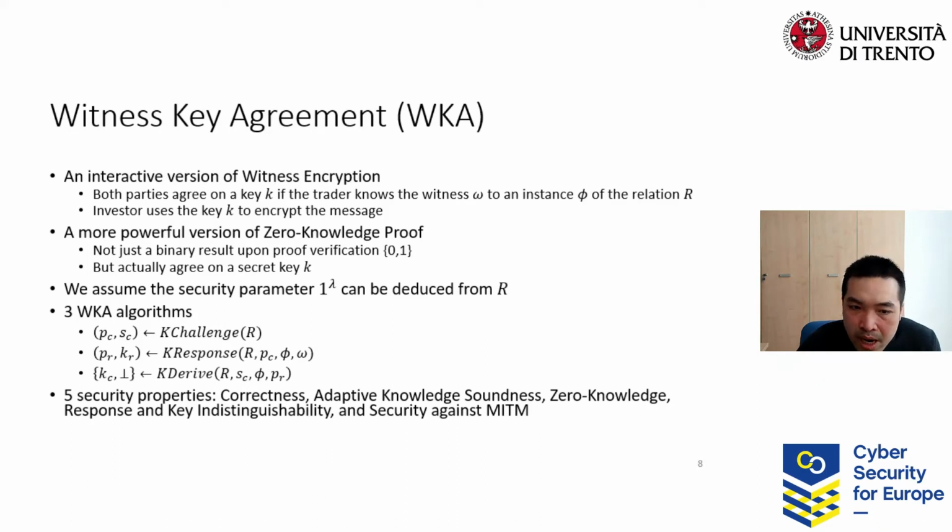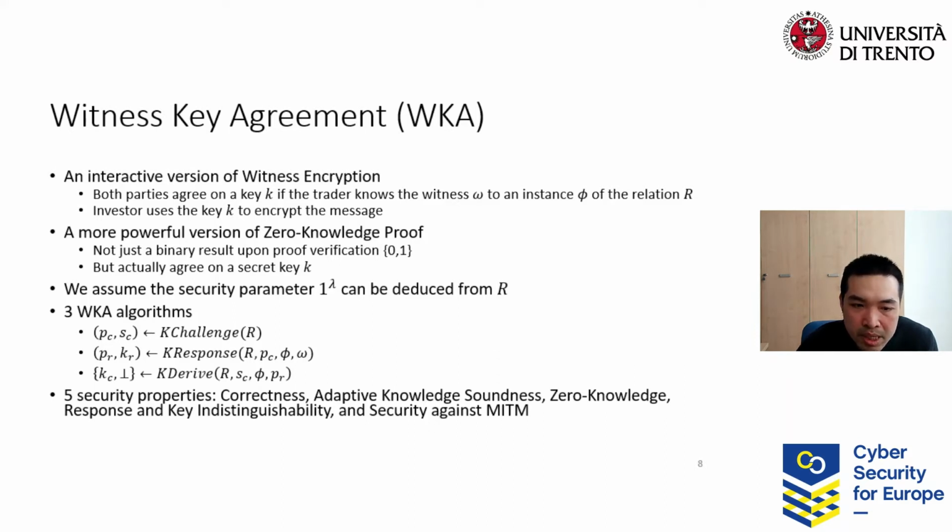To solve the dark pool's requirements and also to circumvent the man-in-the-middle attack, we introduce Witness Key Agreement. It can be seen as a two-step version of witness encryption, where both parties agree on a key K if the trader knows the witness omega to an instance file of relation R. And then the investor can use the secret key K to encrypt the message sent to the trader.